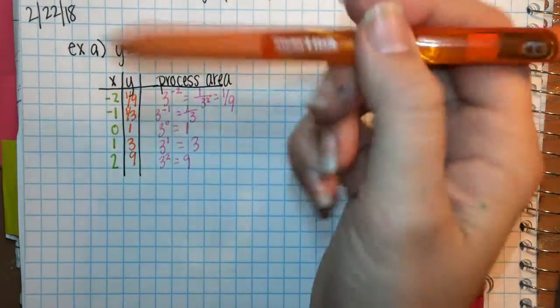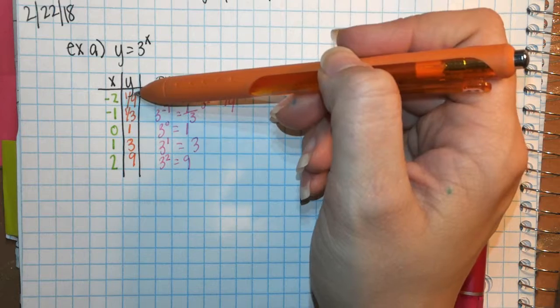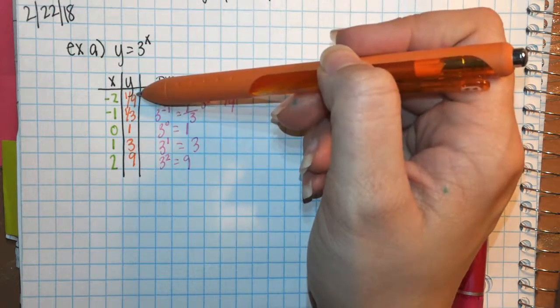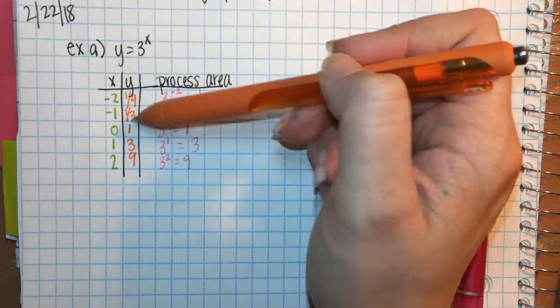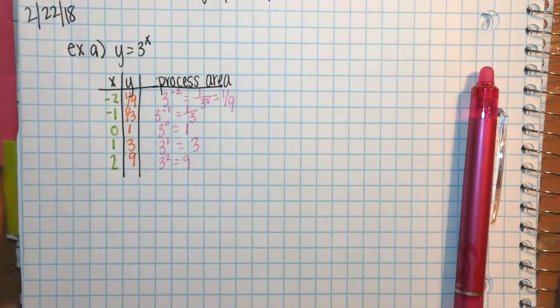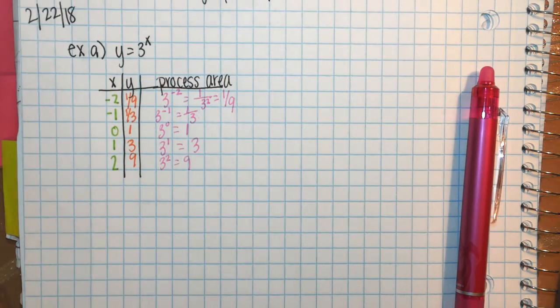Now, I don't know if you noticed the pattern here, but these are mirror images of each other. 1/9 is the reciprocal of 9. 1/3 is the reciprocal of 3. And it will be that way every single time. Now we're going to graph it.